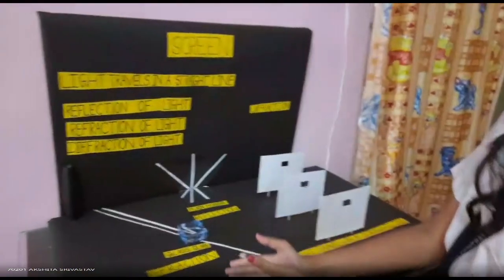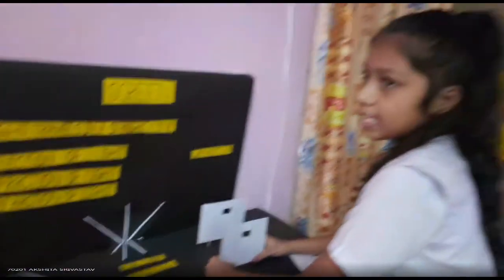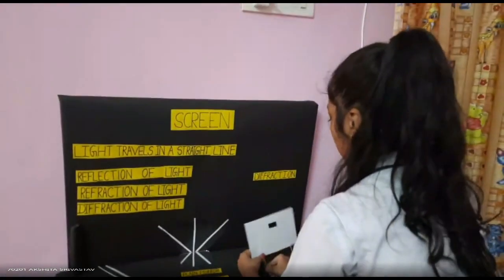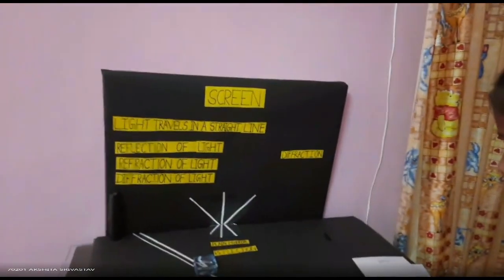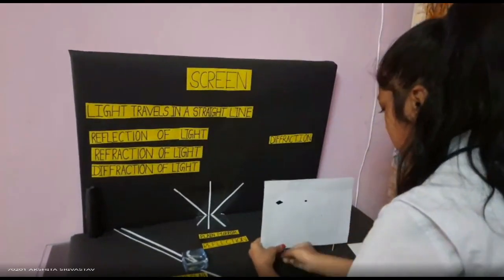The fourth property that I am going to demonstrate is diffraction of light. The law of diffraction says that if light passes through the edges of an obstacle, it flares out or spreads out in the shadow zone. To prove this, we place a cardboard having a hole in the middle.